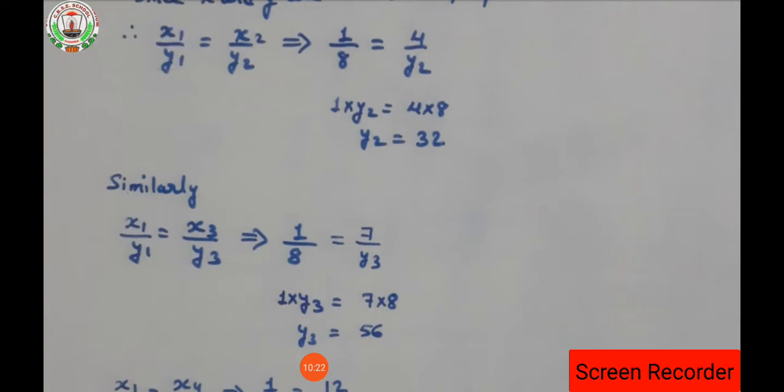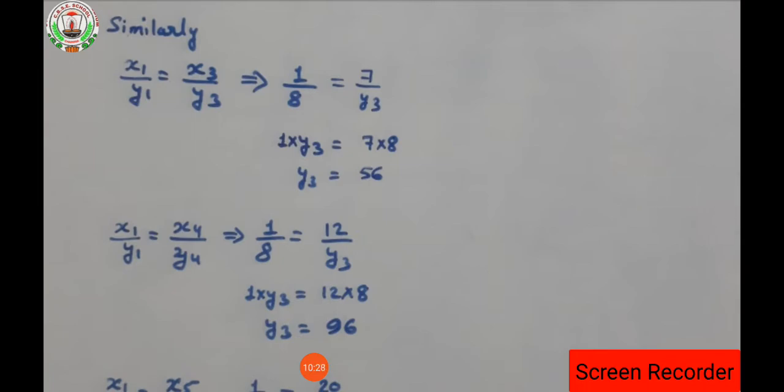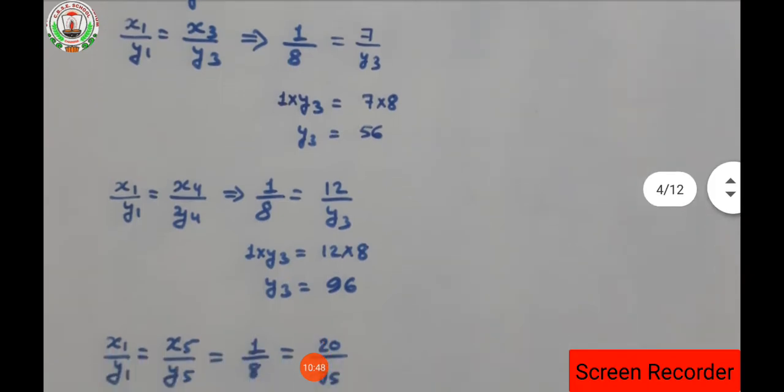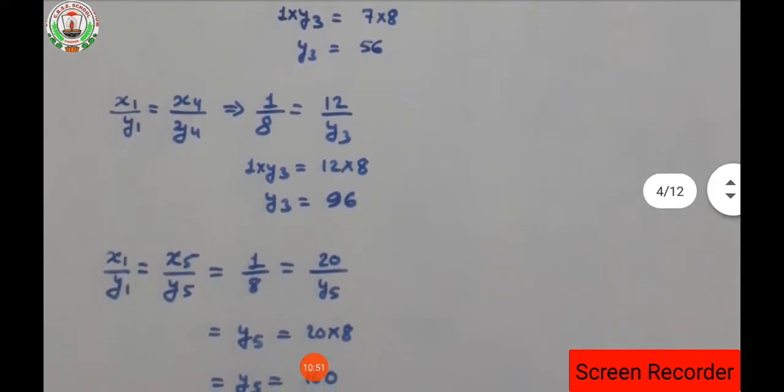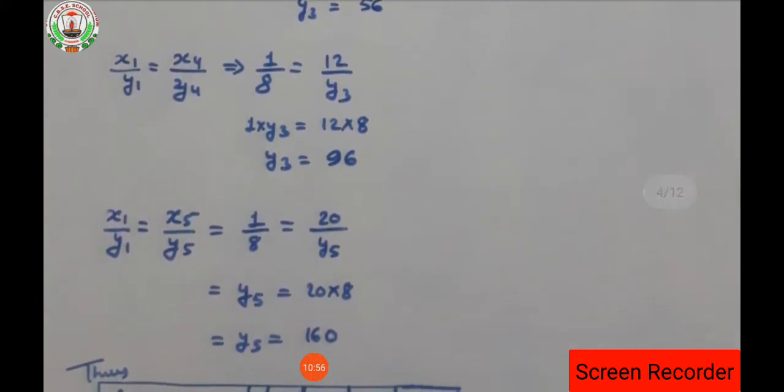In the same way, for the third, x1 upon y1 is equal to x3 upon y3. x1 upon y1 remains constant for all the values, that means 1 upon 8 remains constant. So 1 upon 8 is equal to 7 upon y3. It gets cross multiplied, so y3 is equal to 7 into 8, which is 56. In the same way, for the fourth, x1 upon y1 is equal to x4 upon y4. So 1 by 8 is equal to 12 upon y4. Cross multiplying, y4 is equal to 12 into 8, which is 96.